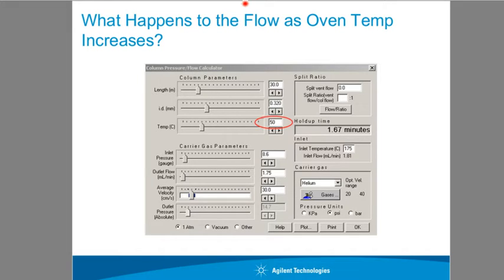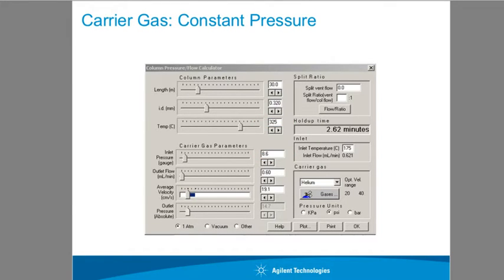You can see here what's going to happen. Our column temperature is 50 degrees. Our inlet pressure is 8.6 psi. If we're in constant pressure mode, and keep our inlet pressure constant, and we take our oven temperature up to 325.